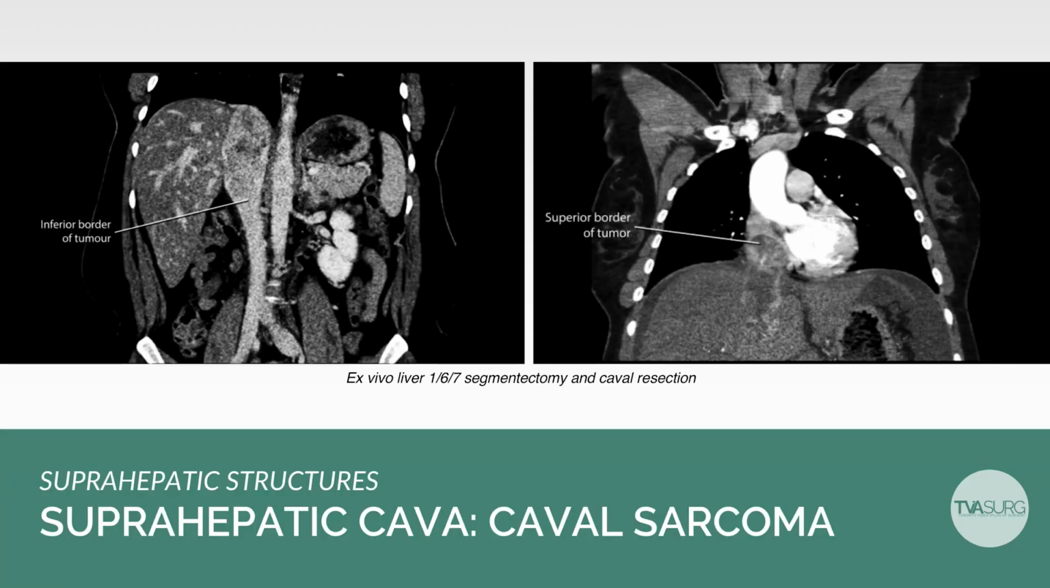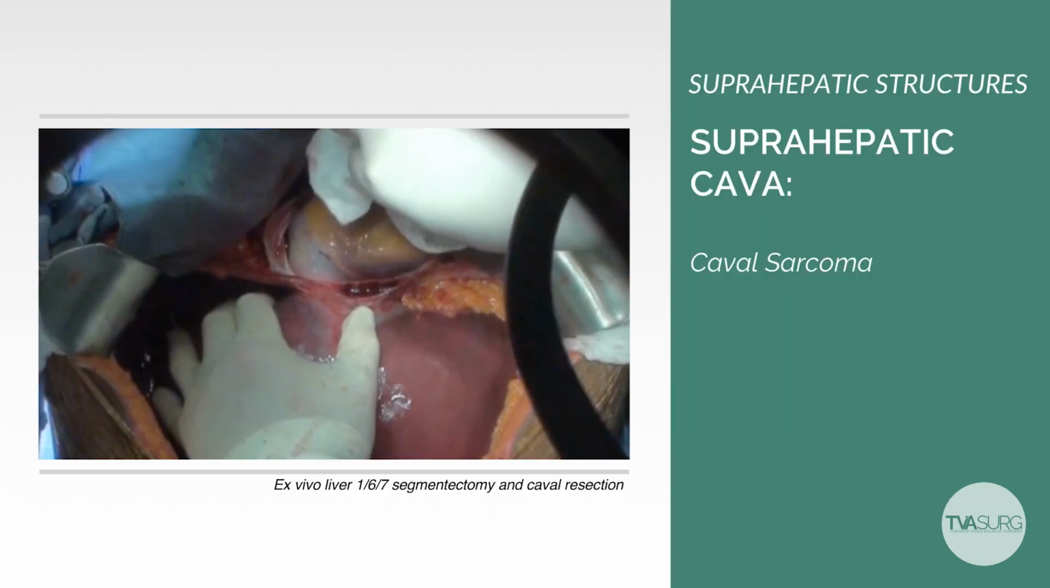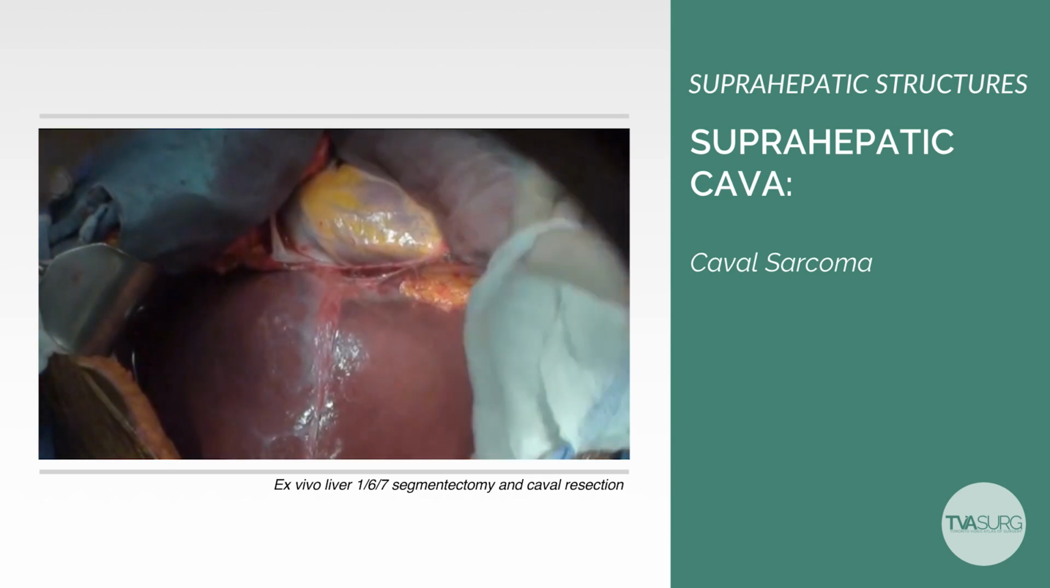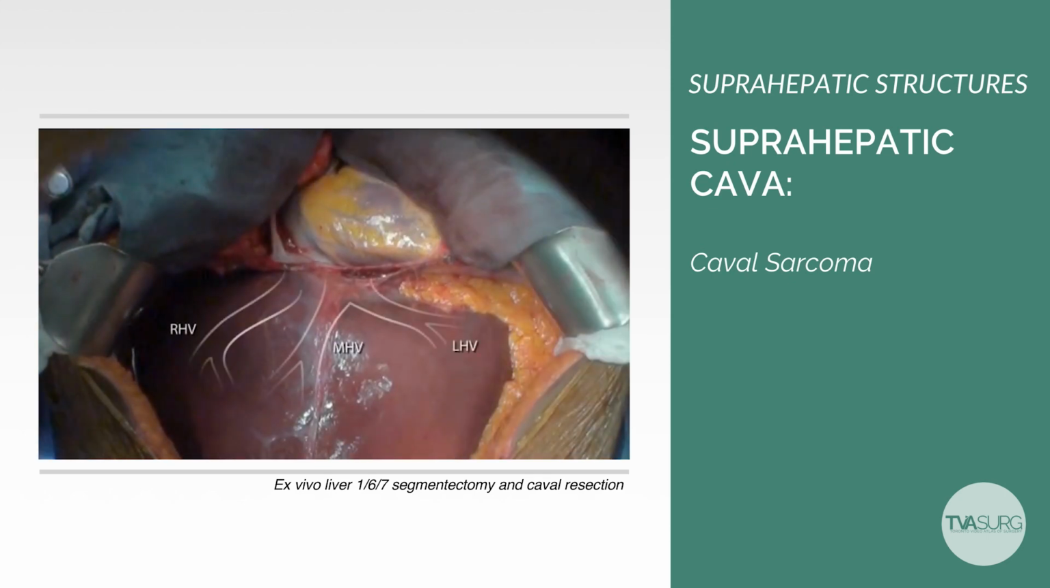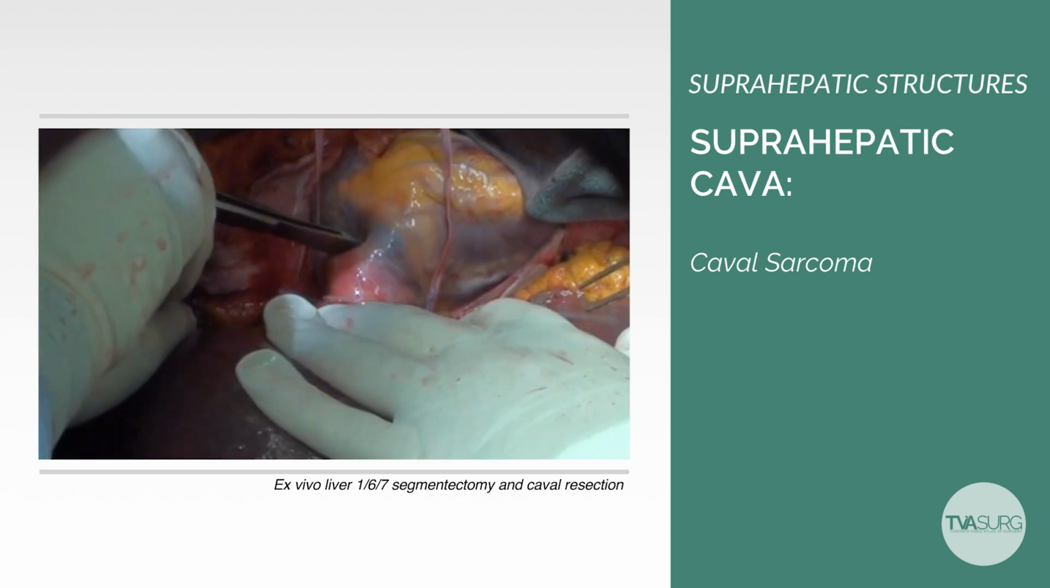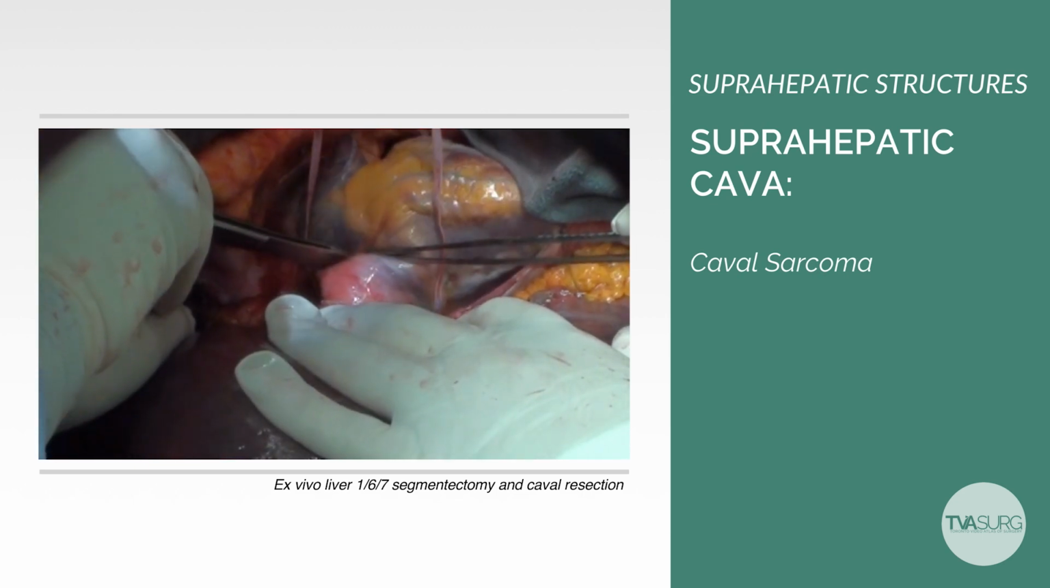Because the suprahepatic cava is short, tumor of the vena cava can grow into the heart. This was a very rare case we captured where the patient had a sarcoma of the inferior vena cava, where the tumor extended from the right renal vein to the bottom of the atrium. From this footage, you can see how little space we have between the bottom of the heart and top of the liver. The diaphragm is this thin line here. The forceps are pressing on the superior border of the tumor here.